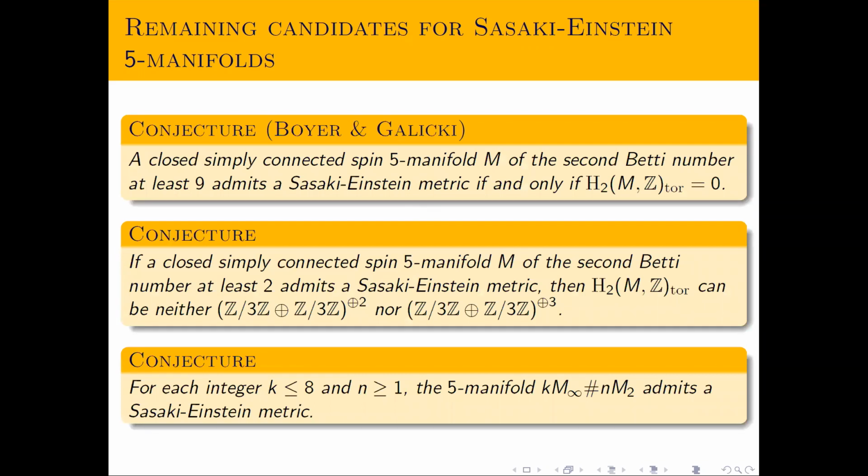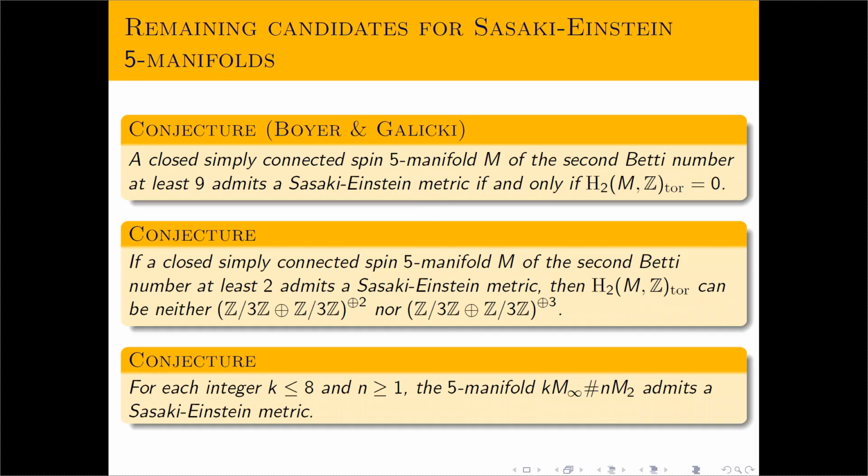I made some conjectures. One of them was already proposed by Galicki. Let's say M is our closed simply connected 5-manifold. For the first conjecture: if M has second Betti number N equal to 9, then it admits the Sasaki-Einstein metric if and only if it has no torsion.